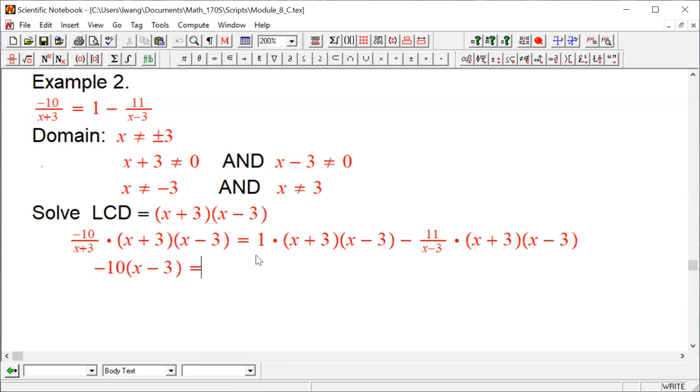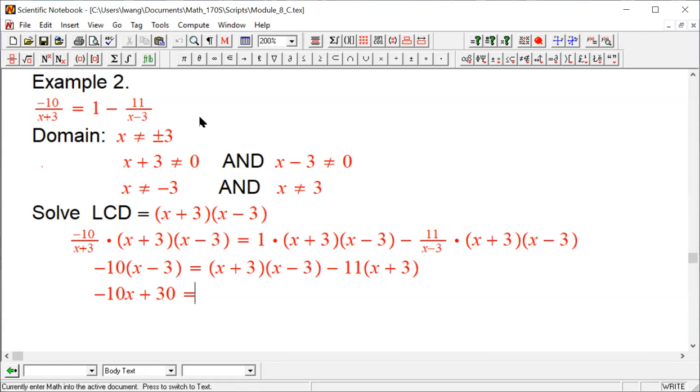equals 1 times this product, and it's the same, subtracting 11 times x plus 3. And now we're going to combine like terms. Negative 10x plus 30 equals x plus 3 times x minus 3. If we FOIL that, we should get x squared minus 9 minus 11x minus 33.